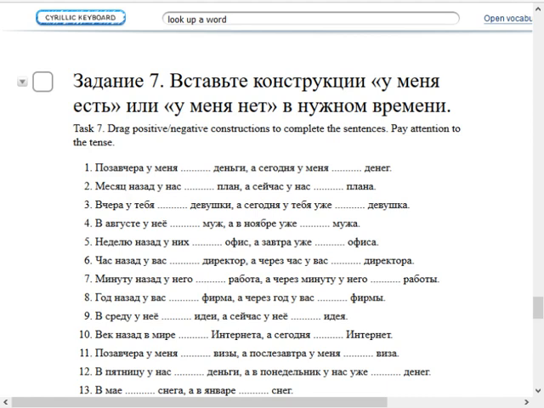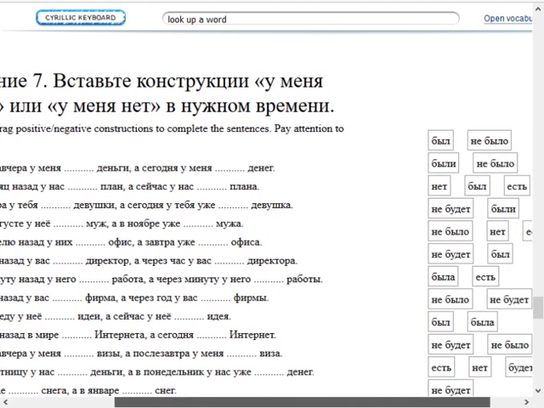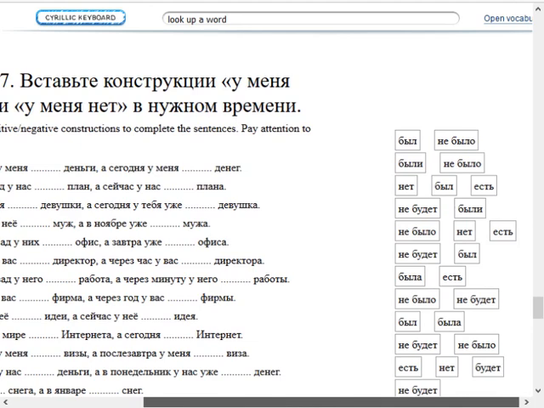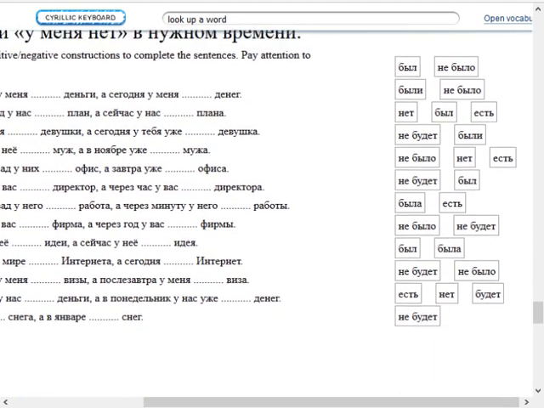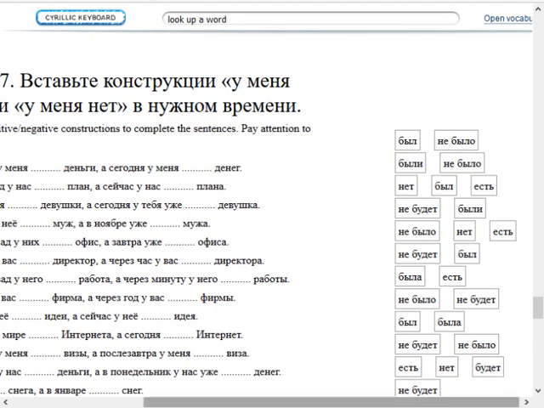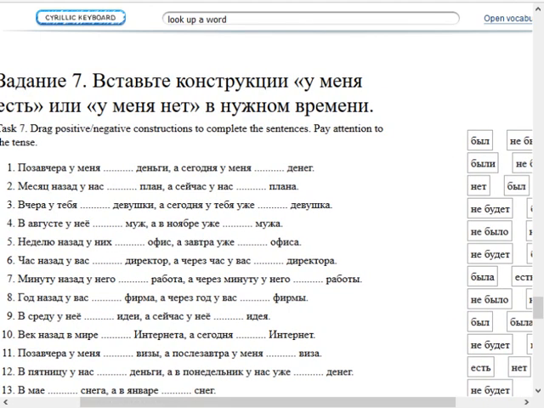Okay. And now we fill this in. On the right we have, oh boy, this looks like it's going to be fun. This is going to be very, very confusing, I think. Okay, let's just go ahead and dive into it. So, позавчера, so the day before yesterday, у меня деньги. So we have here a construct that can be a bit tricky because we have to remember деньги is always plural.